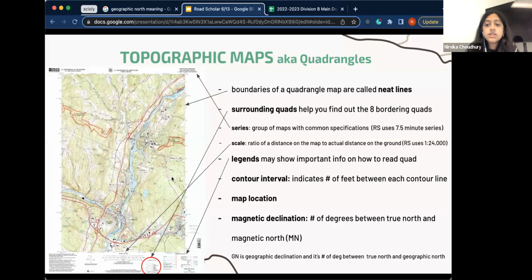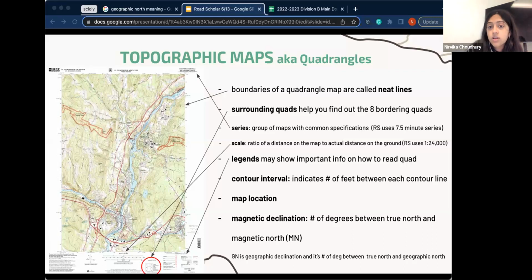Contour interval indicates the number of feet between each contour line. So if you're finding the elevation of something, you must look at the contour interval first. Many tests will ask for series and scale, but they'll also ask what the contour interval is. But unlike series and scale, which have set numbers like 7.5 minute or 1 to 24,000, the contour interval number varies depending on the map you're looking at.